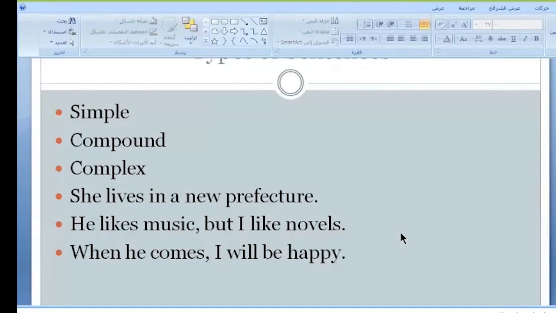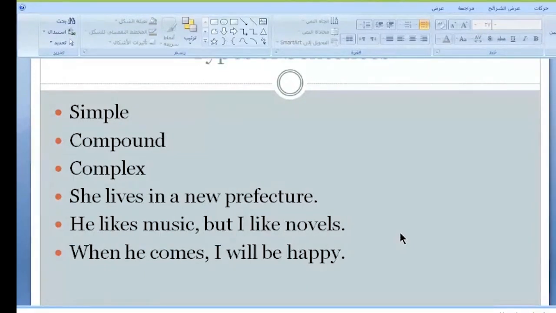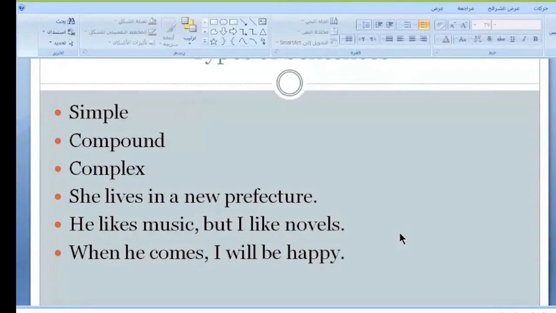So what is a compound sentence? A compound sentence has two main clauses combined by a conjunction. A conjunction connects them. Example number 3: When he comes, I'll be happy. When he comes is a clause by itself, I will be happy is also a clause by itself, and we connected them with when.